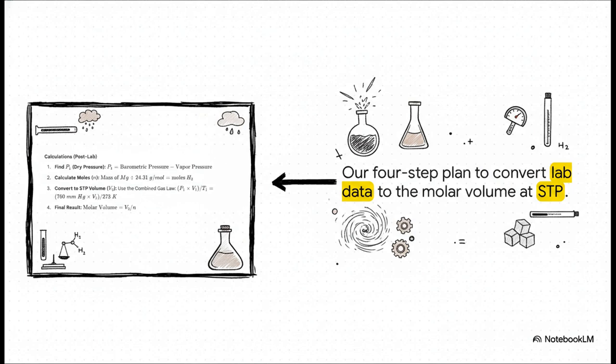Step 1, we'll correct the pressure. Step 2, we'll calculate the moles of gas. Step 3, convert the whole thing to STP. And finally, step 4, get that molar volume. Let's get to it.